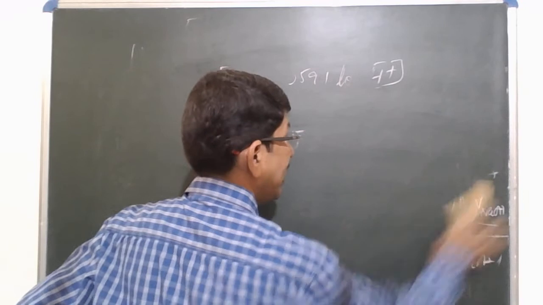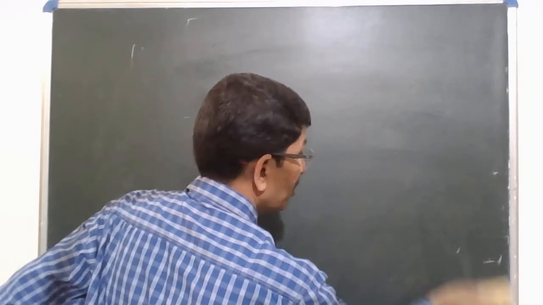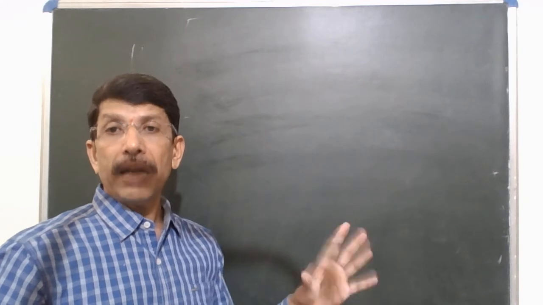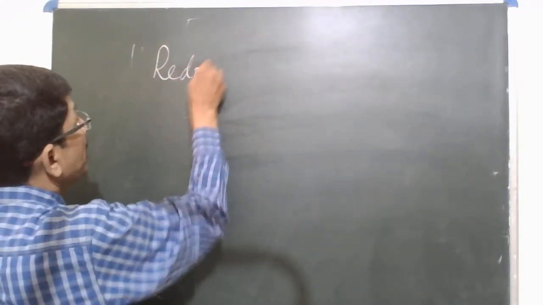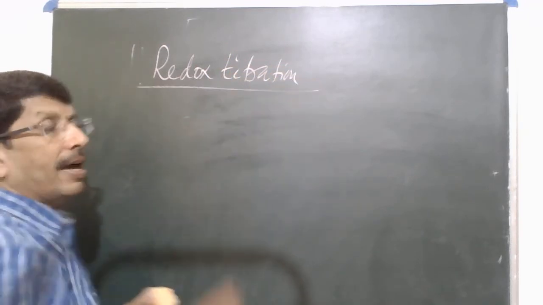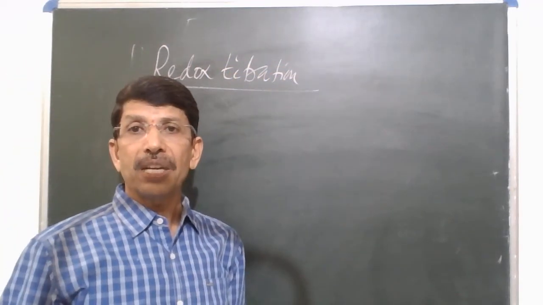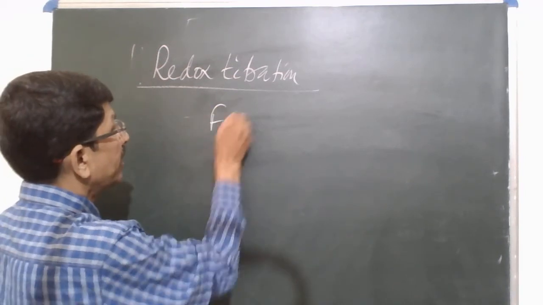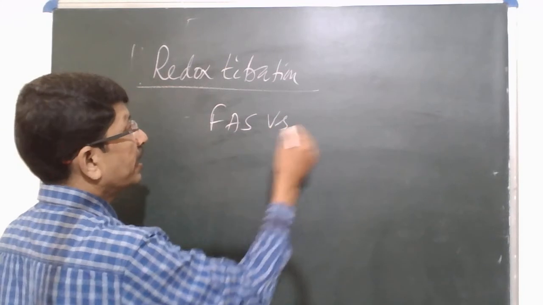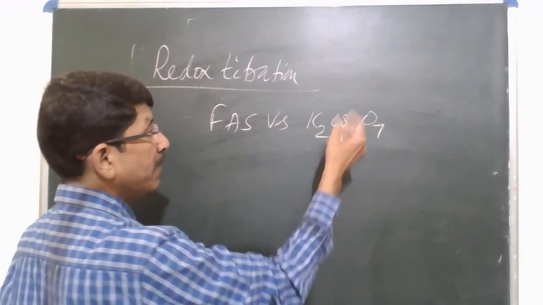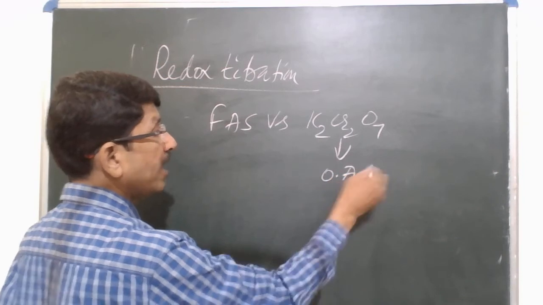So in any instrumental method of titration, we determine the equivalence point from the graph. Remember that. Now let us consider redox titration. We can also carry out redox titration by the potentiometric method. Let us consider the titration of ferrous ammonium sulfate against potassium dichromate. Potassium dichromate in acidic medium acts as an oxidizing agent.